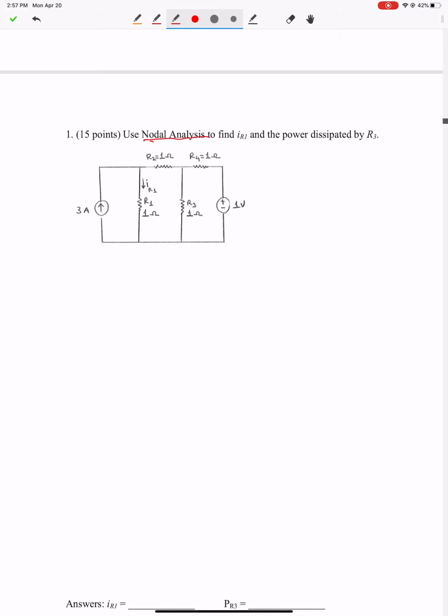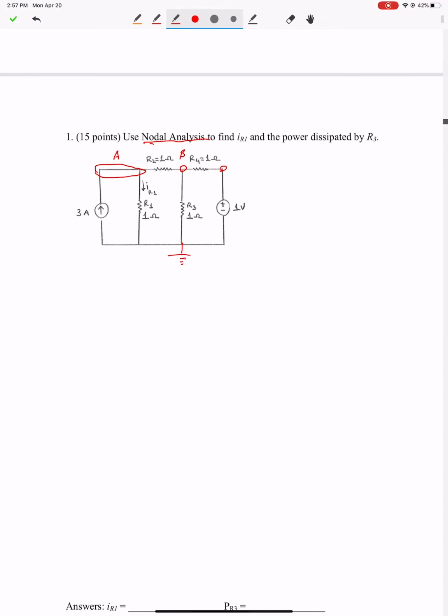To solve this problem, the first step of using nodal analysis is we need to assign nodes. So we can say the bottom line is the ground, and this is node A, this is node B, and this node you don't need to assign an unknown voltage variable because the voltage at this node, node C, VC is 1 volt. And you can say the voltage at node A is VA, and the voltage at node B is VB.